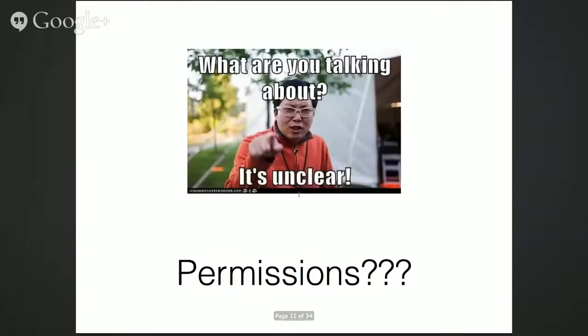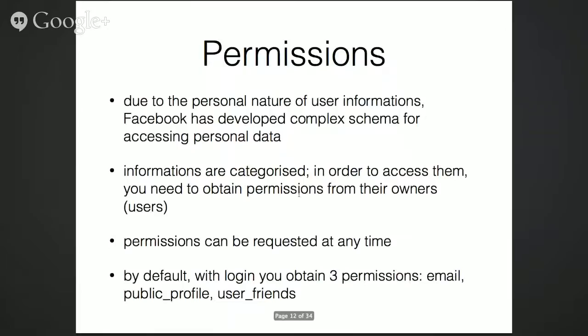And by implementing Facebook login, we obtain a set of default permissions. And now you're probably thinking, what the heck are permissions? Due to the personal nature of the information stored in Facebook, Facebook has developed a complex schema for accessing personal data. This basically means that information is categorized into different categories, and in order to access information from one category, you need to obtain permission from its owners, which are basically the users of our application. Permissions can be requested at any time during your application's workflow.